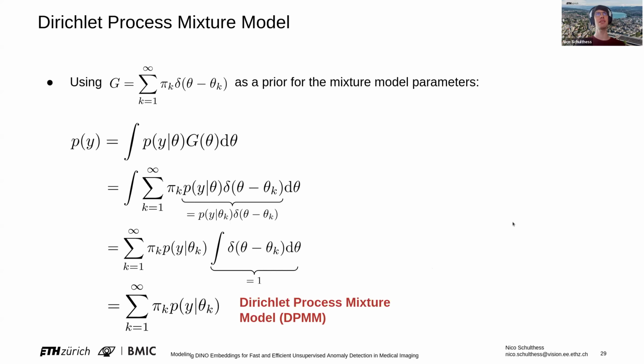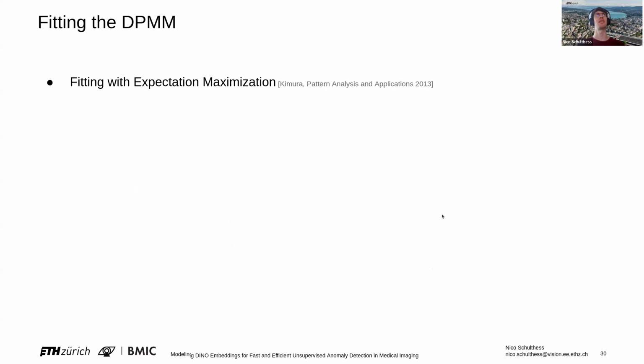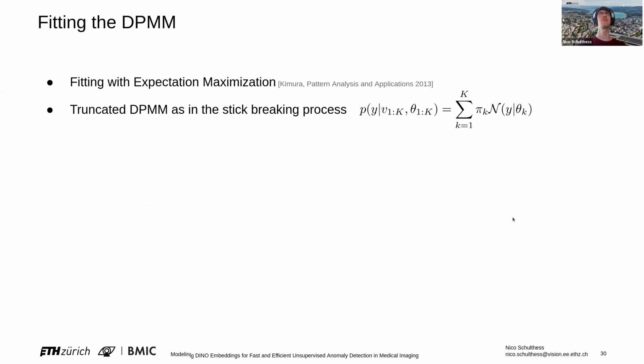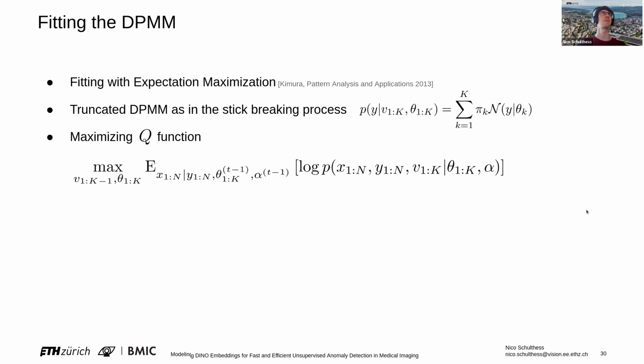Now, in practice, how to optimize this model, there are numerous ways, and we decided to optimize it with expectation maximization. For that, the first thing to do is to be able to fit it into memory. We had to truncate our model from an infinite number of components to k components. But when you choose k sufficiently large, this shouldn't be a big problem.